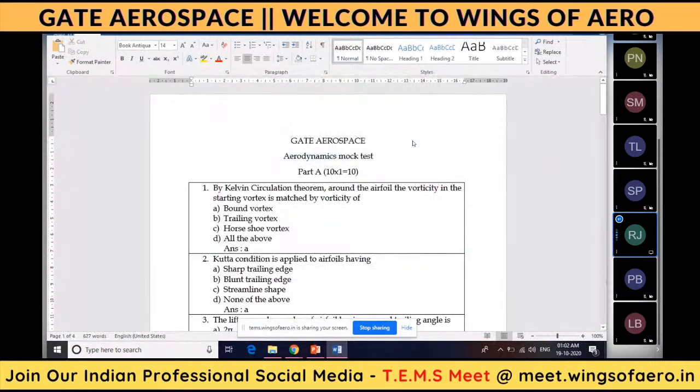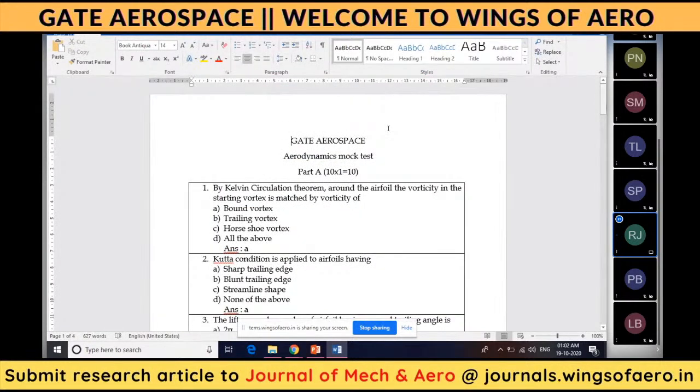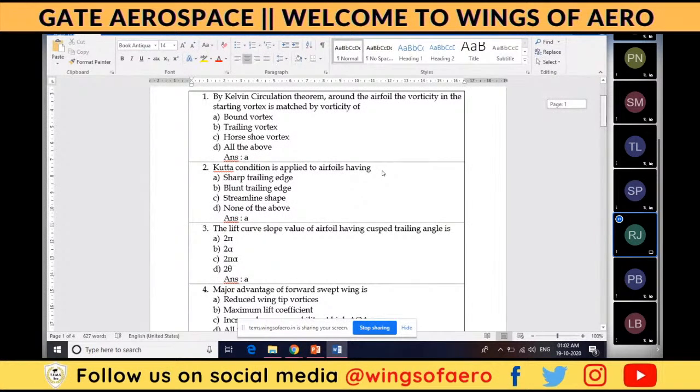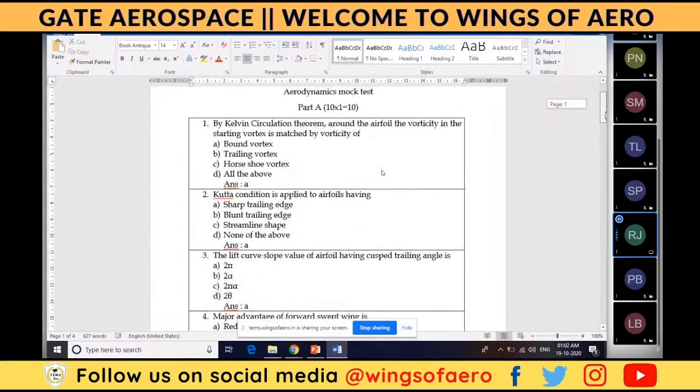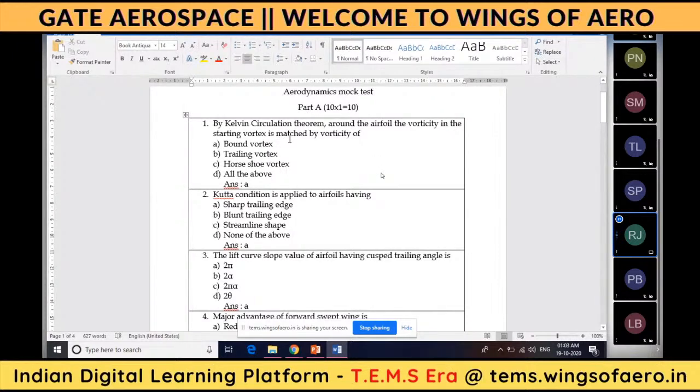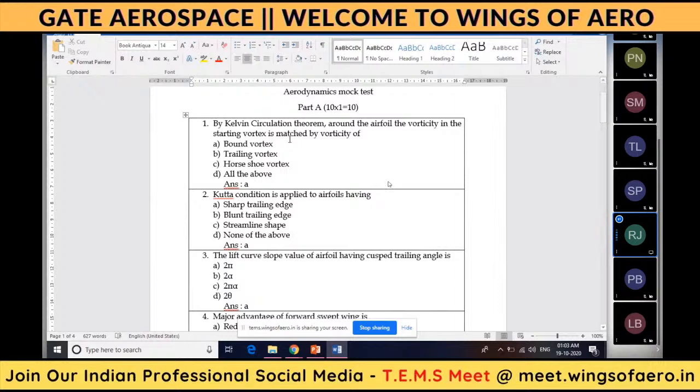In our last class, we had a mock test for the previous session. The first question is: by Kelvin's circulation theorem, around the aerofoil, the vorticity in the starting vortex is matched by the vorticity of what? The answer is bound vortex, because around the aerofoil the vorticity formed is bound vortex only. So the answer is bound vortex.